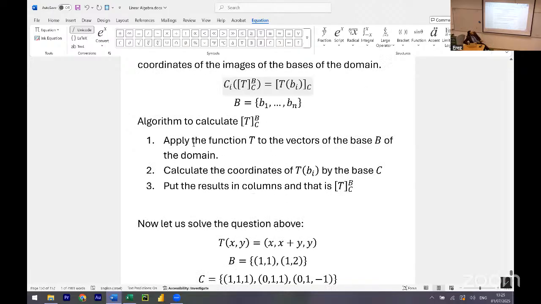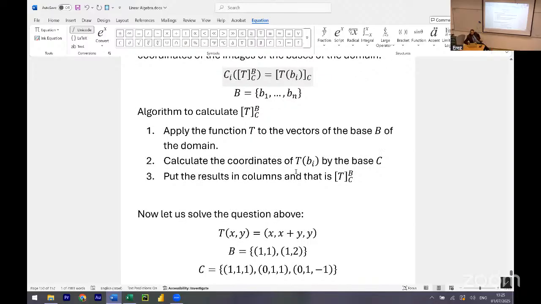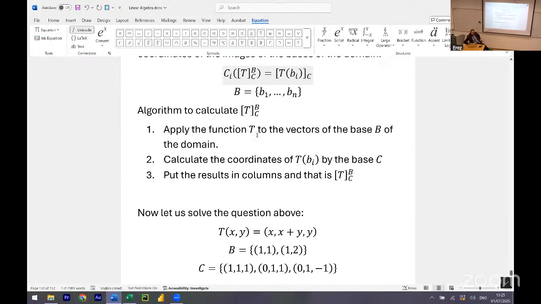You can read it again. We're applying the function to the vectors of the base B of the domain. Then we're calculating the coordinates of the outputs according to the base C. And the last step is no step. It's simply writing it in columns. We don't have to find how to represent the input based on B. It's not a part of the algorithm. You just need to apply the function to the base of B. We're not ignoring the base of B, but you don't need to find the representation according to B. That's left as an exercise for the user.